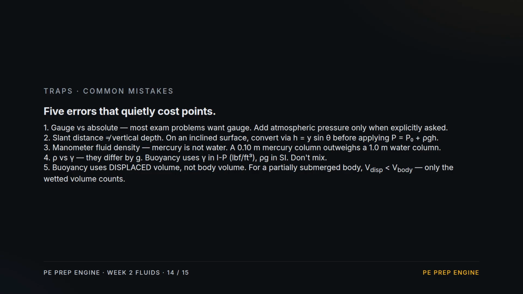5 traps. 1. Gauge versus absolute. Most problems want gauge. 2. Slant distance versus vertical depth. Convert via h equals y sine theta first. 3. Keep manometer density straight. Mercury is not water. 4. Rho versus gamma. They differ by g. Don't mix IP and SI. 5. Buoyancy uses displaced volume, not full body volume. For a partially submerged body, only the wetted volume counts.